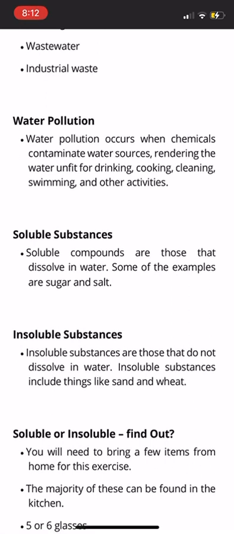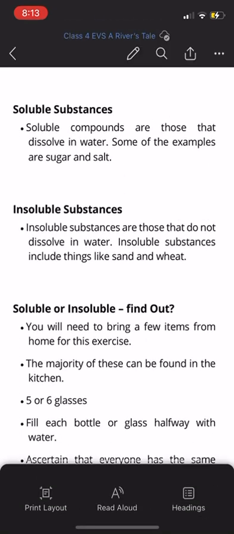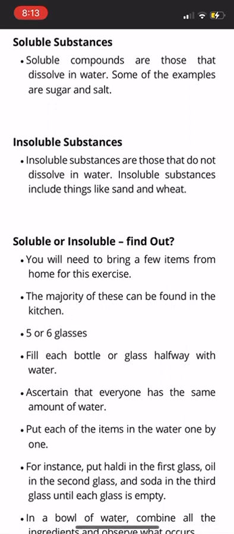Soluble substances. Soluble compounds are those that dissolve in water. Some examples are sugar and salt. Insoluble substances. Insoluble substances are those that do not dissolve in water. Insoluble substances include things like sand and wheat. Soluble or insoluble, find out?